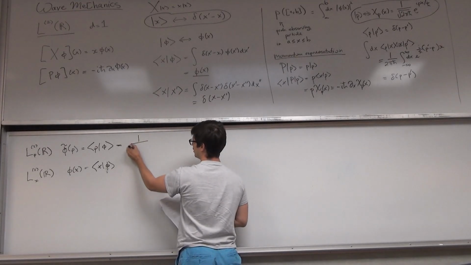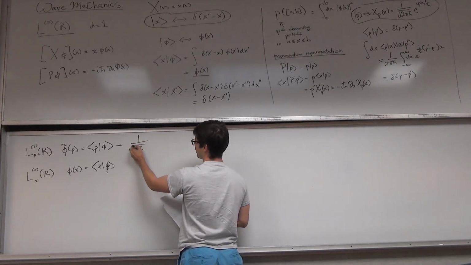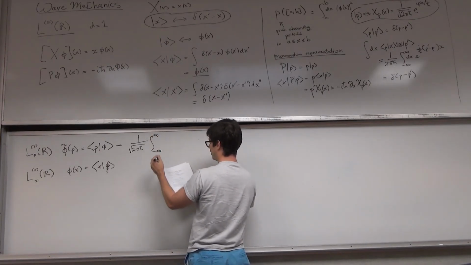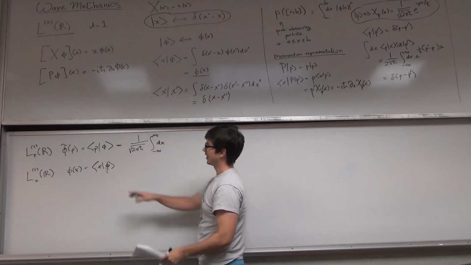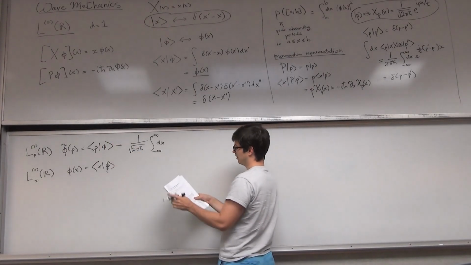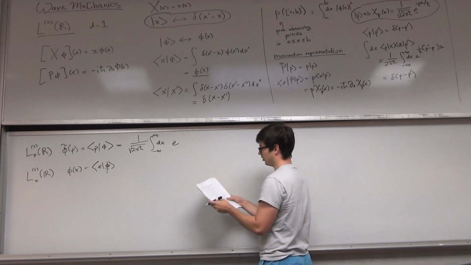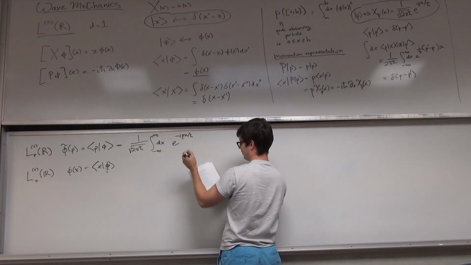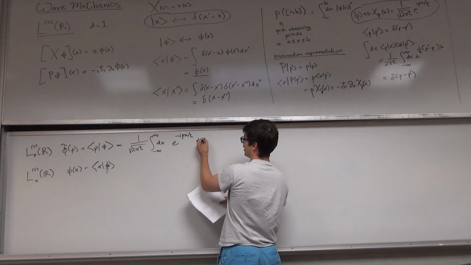1 over square root of 2 pi h bar integral from negative infinity to infinity dx. That's from that completeness, sticking in the x ket bra thing. You get e to the minus ipx over h bar, phi of x.